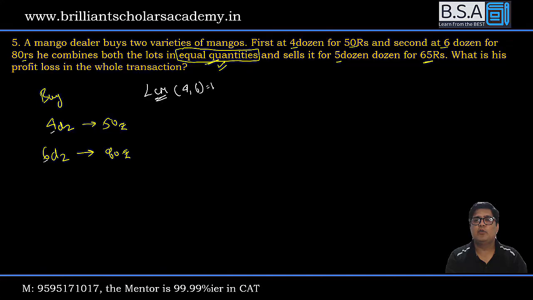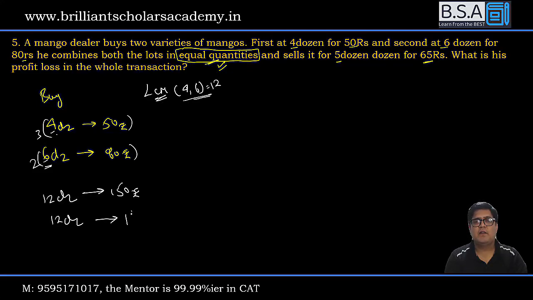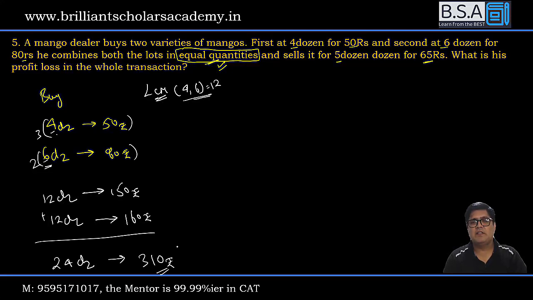The LCM of both numbers is 12. How can you make this 12? By making it 3 times. How can you make this 12? By making it 2 times. Which becomes 160 rupees. They were purchased. So can I say right now 24 dozen have been purchased for a total price of 310 rupees. This is all connected to cost.